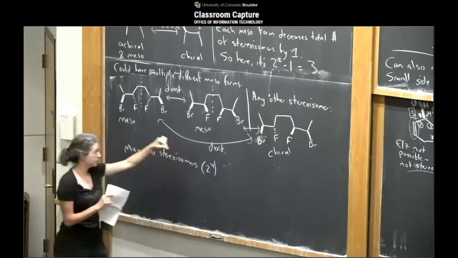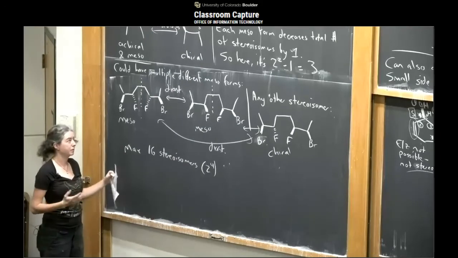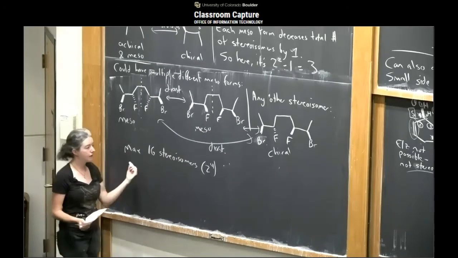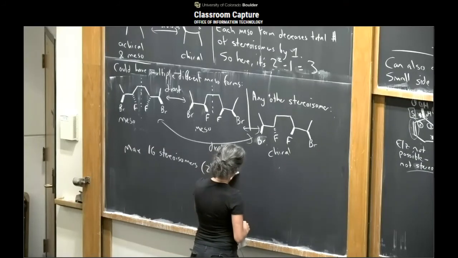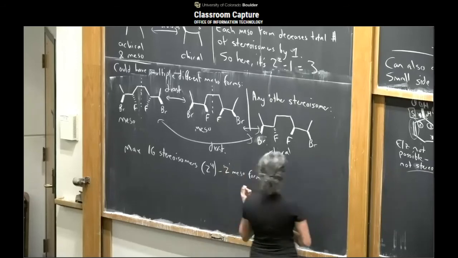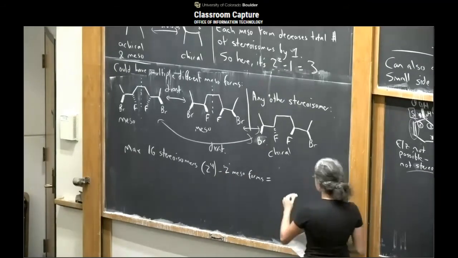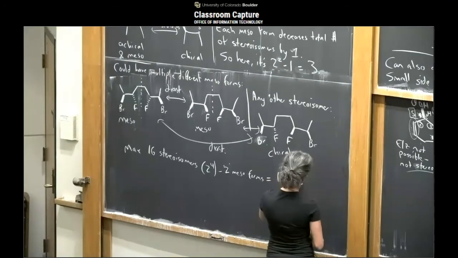But I know I've got 2 different meso forms, which is cutting my total by 1 per meso form. So really, I'm going to have to subtract 2 from this, which means that if I draw them out for this connectivity, I should end up with only 14 stereoisomers.